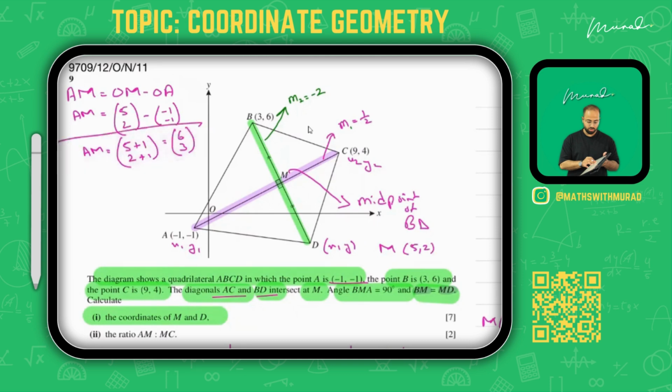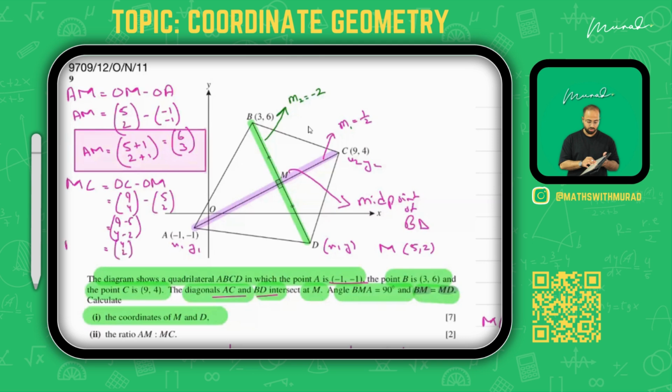Moving forward, because I want the value of MC. So now for MC, what will I do? Again, I'll do the same thing. MC is equal to OC minus OM. So the coordinates of C are basically 9 and 4. OM are 5 and 2. I'll be getting 9 minus 5, 4 minus 2, and the final answer is going to be 4 and 2. So this is the coordinates of MC, right?